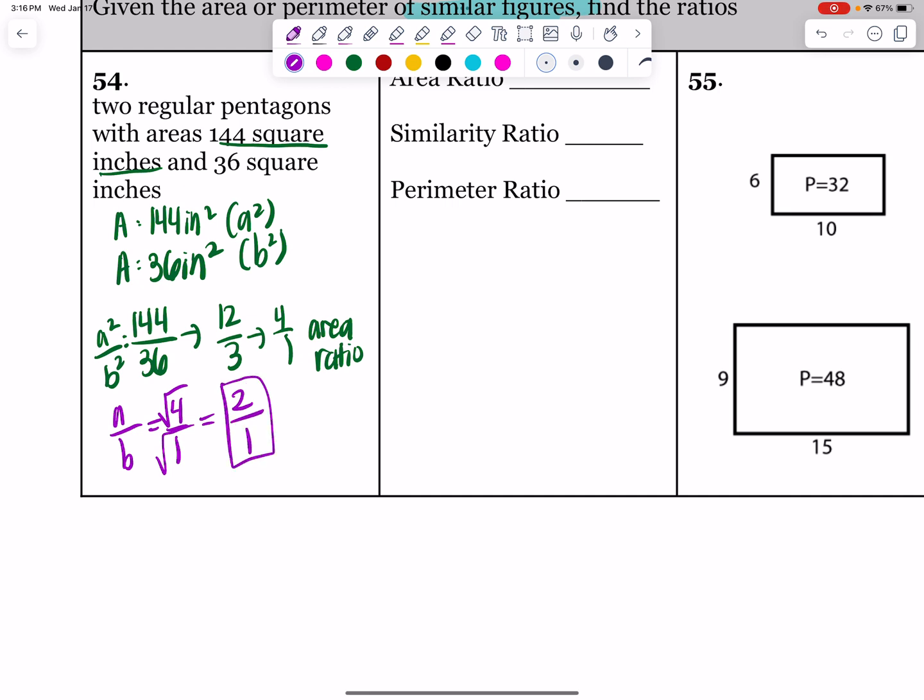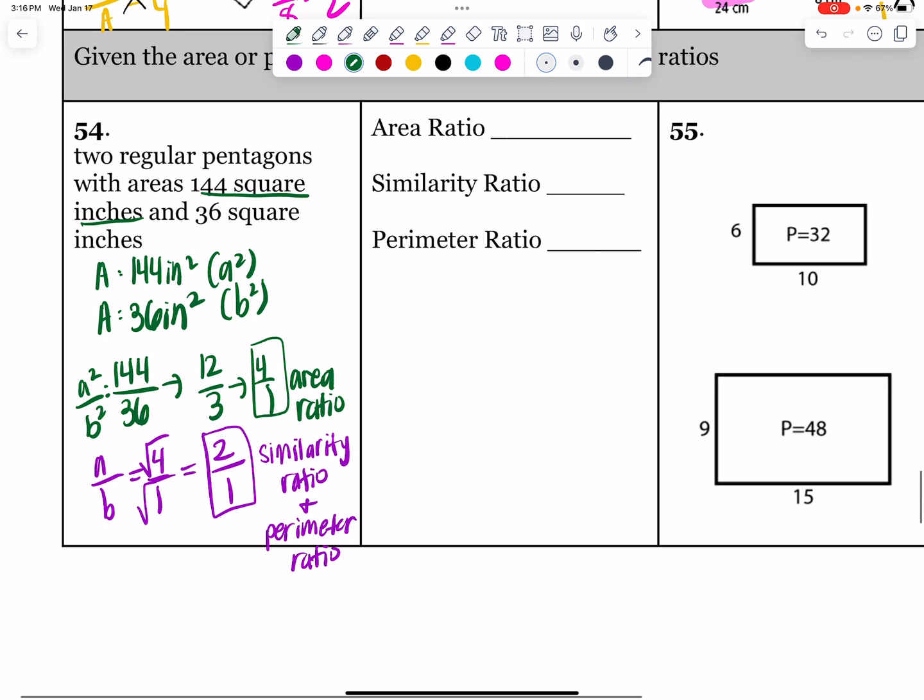Not only is that my similarity ratio, that is also my perimeter ratio. Okay, so 2 over 1 is my similarity ratio and perimeter ratio. 4 over 1 would be my area ratio. So I have all three.